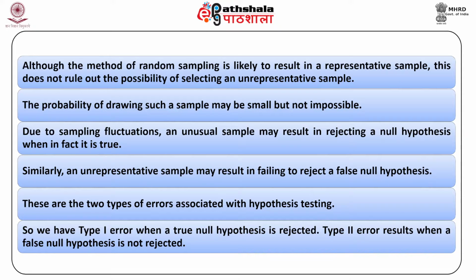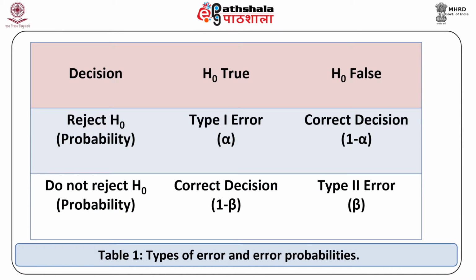Similarly, we have type 2 error results when a false null hypothesis is not rejected. The two types of errors are shown schematically in table 1. You can see in this table we have the decision, we have the hypothesis H0 true, H0 false, and the decisions are reject H0, which is a probability, and do not reject H0, again in terms of probability.